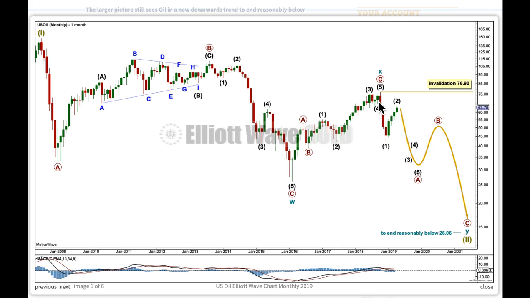Cycle wave Y is expected to subdivide 5, 3, 5, and within it, primary wave B and intermediate wave 2, the rule is the same. Neither of these may move beyond the start of intermediate wave 1 or primary wave A above this high here.